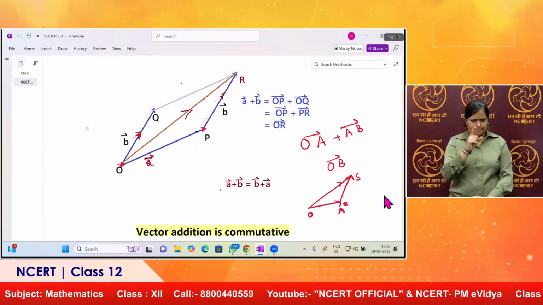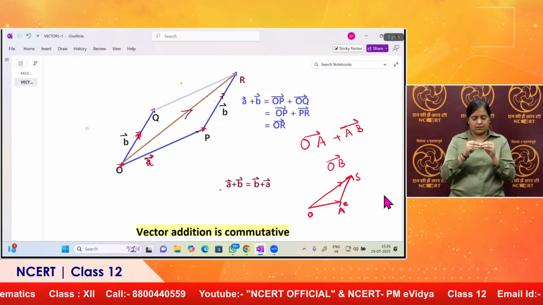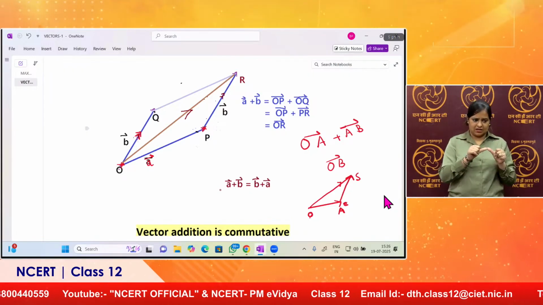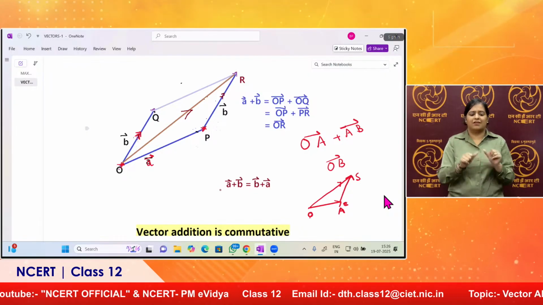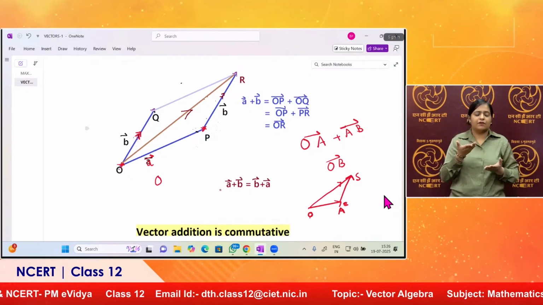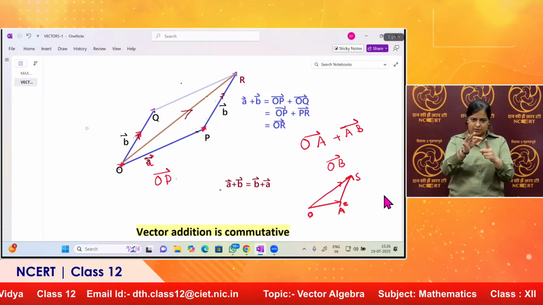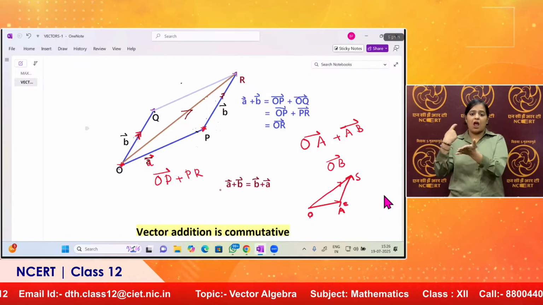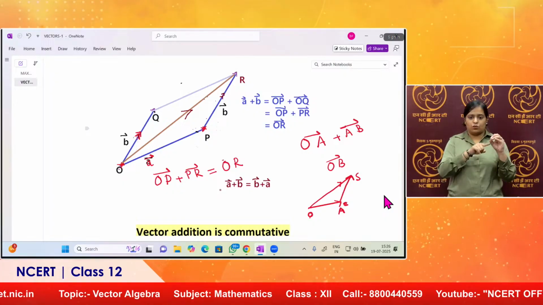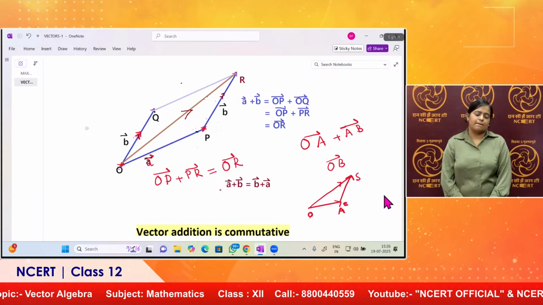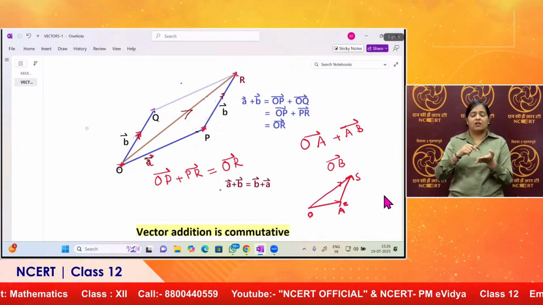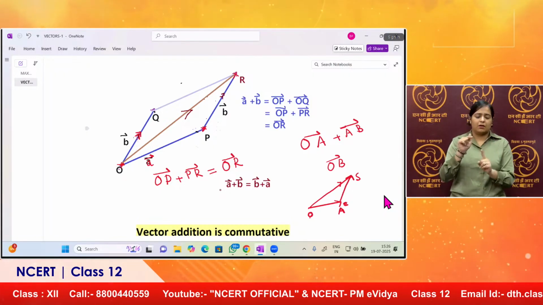I am shifting the vector B parallel to itself in such a way that the initial point of vector B coincides with the terminal point of vector A. So that gives us the information that we started from O, reached P, and then from P we moved to R. So the final displacement is from O to R. R is the terminal point of the vector B now after the shift.